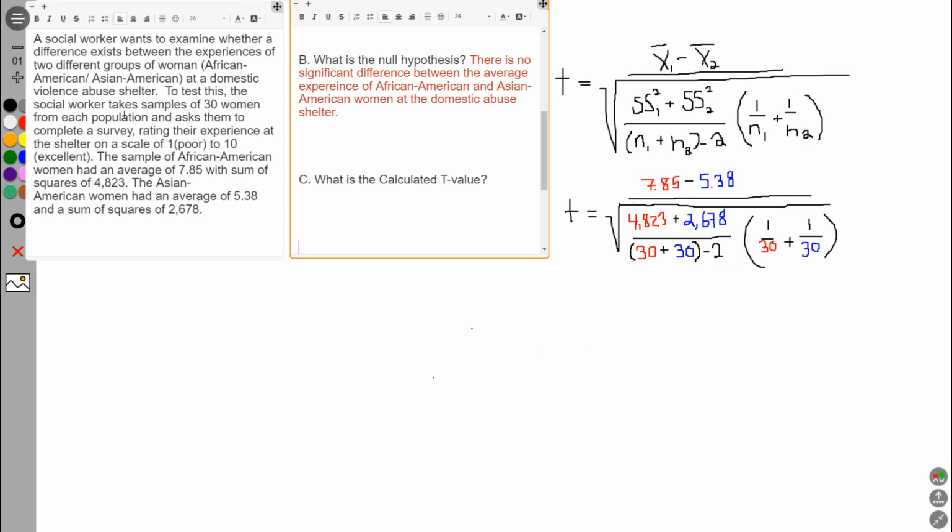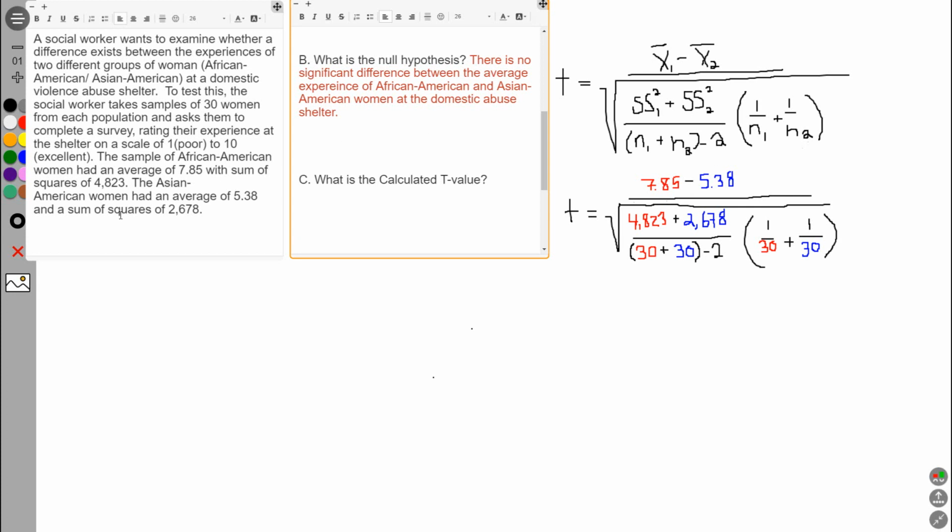Okay, then you can see that with respect to the sample, the African American women whom I designated X bar 1, they had an average of 7.85. So I went ahead and put 7.85 here. Okay, there it corresponds. And then you can see that with the Asian American women, they had an average of 5.38. I put that in its corresponding spot as well.